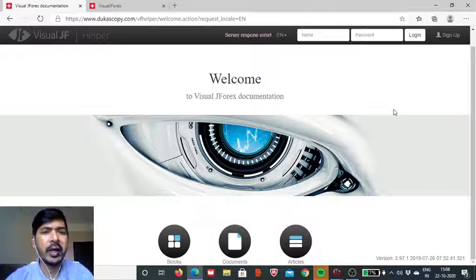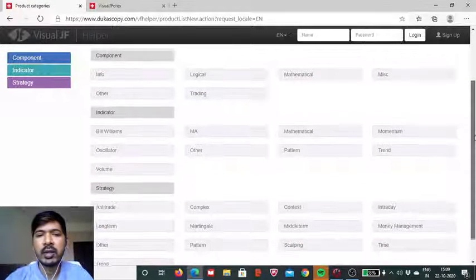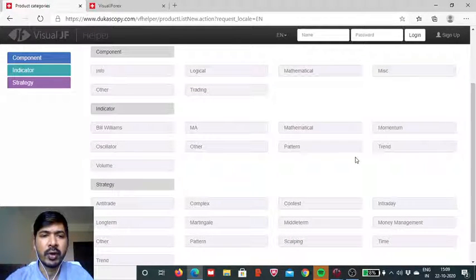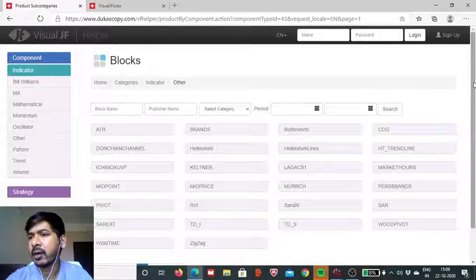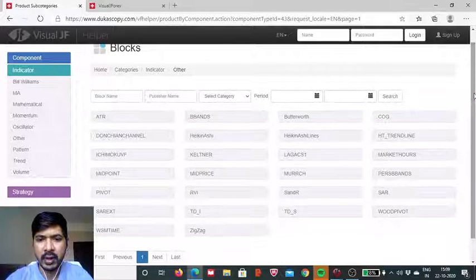Myself Vaibhav. In today's session of Visual JForex, I will be demonstrating the use of the indicator named Keltner channel. This indicator was developed in the 1960s and it is named after its developer. We will see how we can utilize this indicator to design and develop an automated algorithmic setup using the Visual JForex platform. This indicator is classified under the other indicators in the Visual JForex categorization.